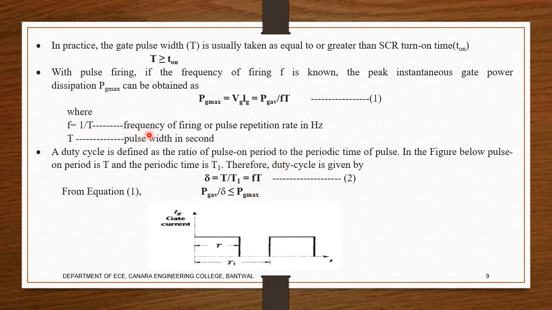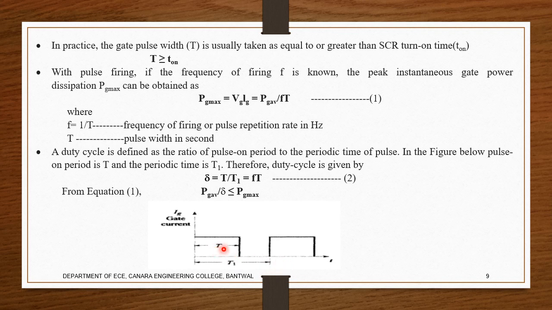You can see here the frequency of the firing pulses is the repetition rate, meaning how many cycles are repeated. T is the pulse width in seconds, but here I am taking an example with respect to the duty cycle, so instead of T it is T1. Don't get confused by this formula; this is different and this is different. F equals 1 by T1 means one cycle, and T is the on period.